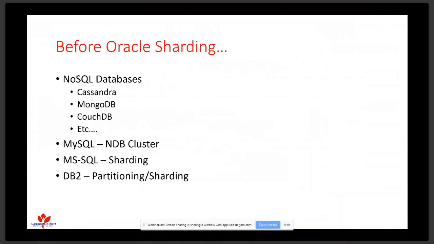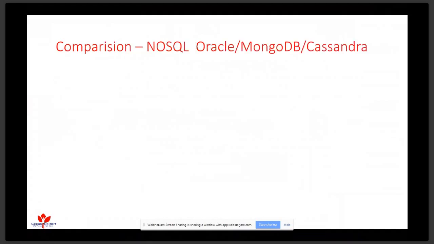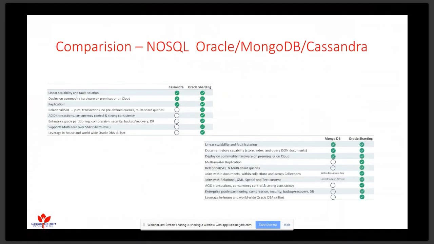When it comes to before Oracle sharding, we have Cassandra, MongoDB, CouchDB, MySQL and DB cluster, MS SQL sharding, and DB2 partitioning and sharding. So when compared to MongoDB and Cassandra, Oracle has rich features like ACID transactions, relational joins, and also multi-shard queries are possible with Oracle sharding, not possible with Cassandra and MongoDB unless you set some specific consistency level and some specific routing level to the shards especially.